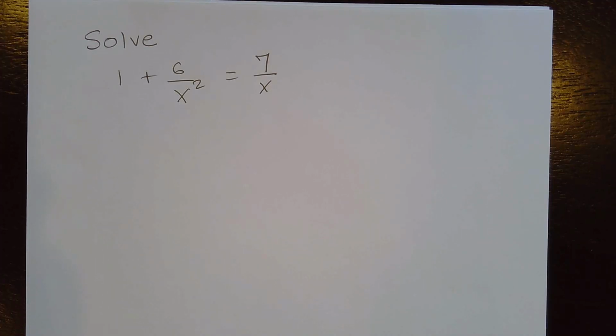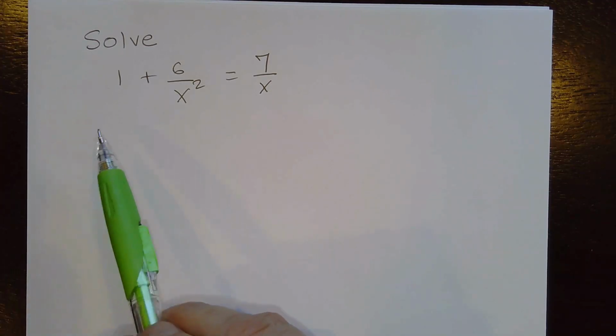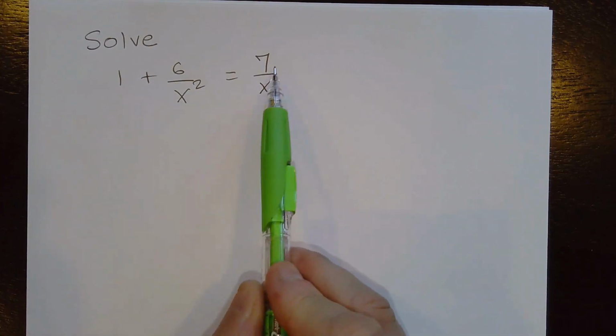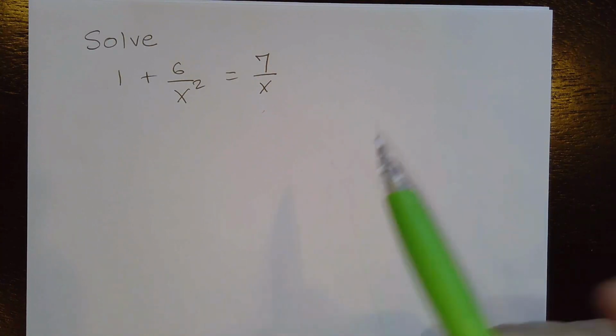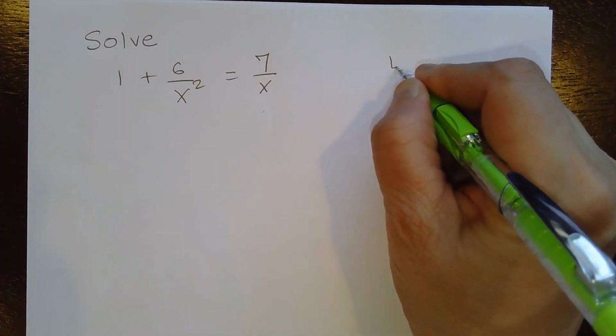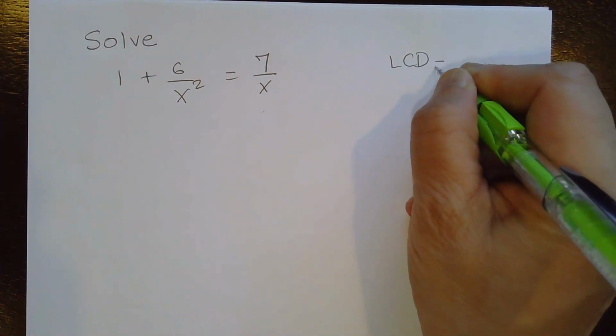Hello everybody, today we're going to solve the rational equation 1 plus 6 over x squared equals 7 over x. Now in order to solve this rational equation, what we need to do is find the least common denominator, or the LCD.